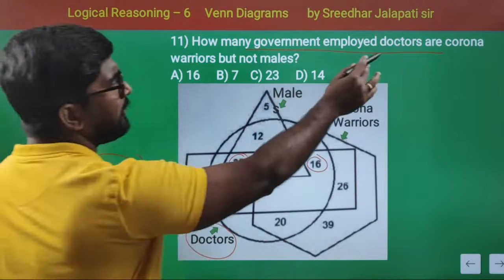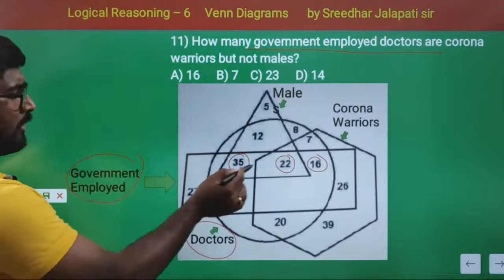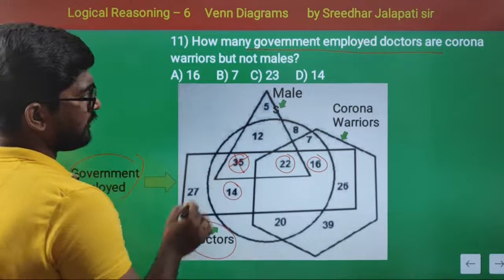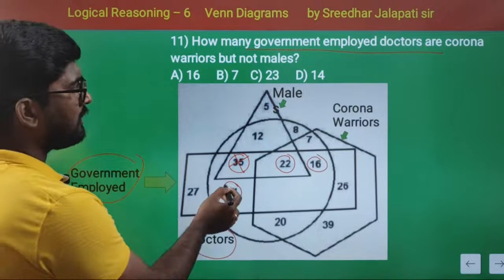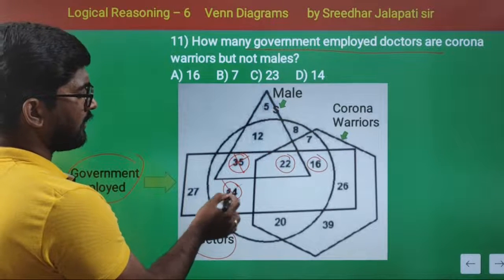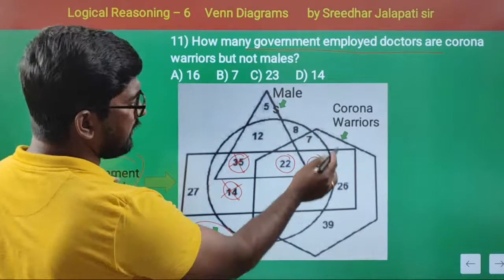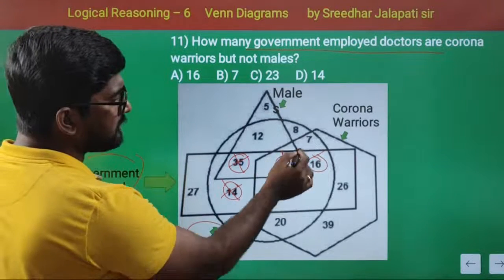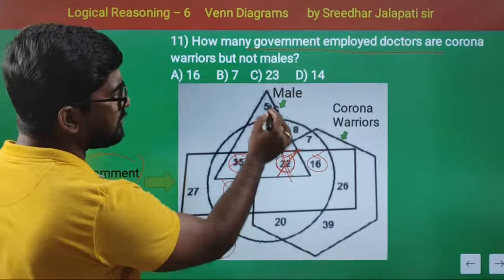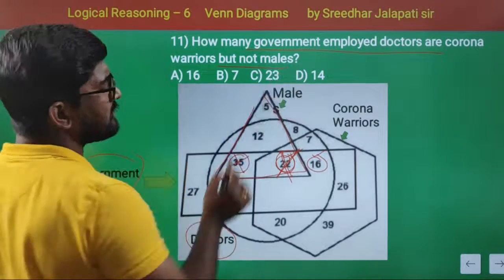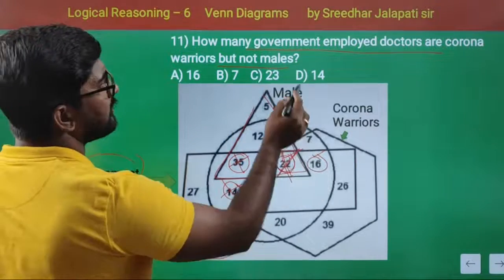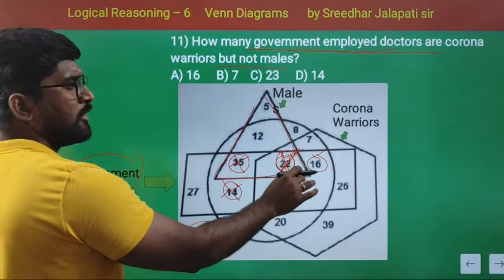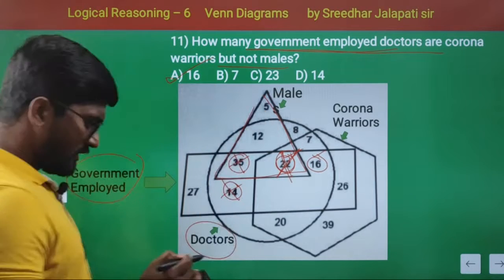In this, how many are corona warriors but not males? We want those who are in the corona warriors hexagon but not males. So this 35 is in males, I have to exclude. Okay, 14 is not in corona warriors, not male, so I have to exclude. And then corona warriors are in the hexagon, 22 plus 16, right? But this 22 is also in male, so I have to ignore this also, because we don't want them to be in males, right? So 16 are corona warriors. So these 16 are government employed doctors and corona warriors, but not male. So the answer is 16, option A.